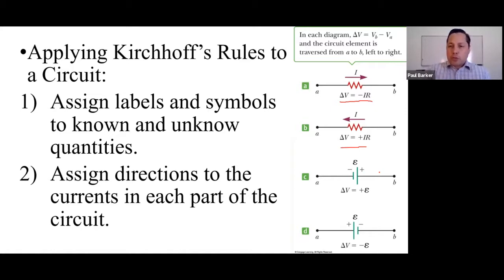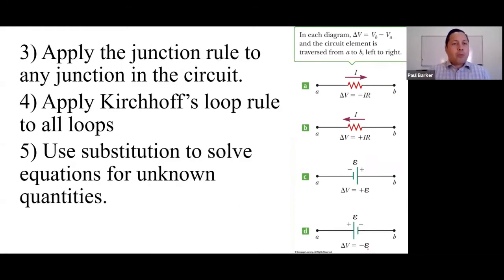Now, if the current is going to the right, we're going to label that as positive. But if the current is going to the left, we're going to label that as negative, as you see right here. So number one, again, assign and label everything that is known and unknown. Number two, assign the direction, so positives and negatives, for each part of the circuit. Number three, apply the junction rule to any junction within the circuit. Number four, apply Kirchhoff's loop rule to all loops. And finally, number five, you're going to use a lot of substitution to figure out the unknown quantities.